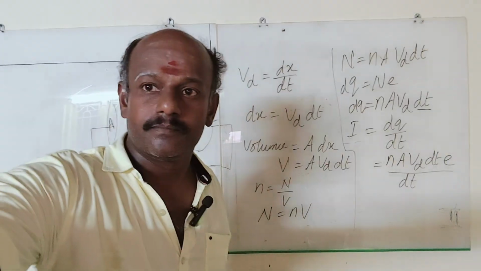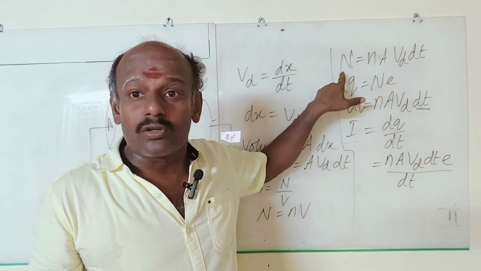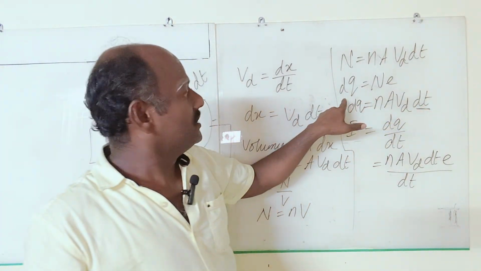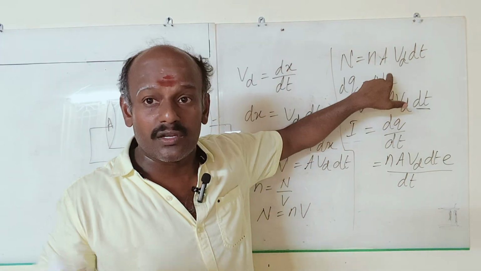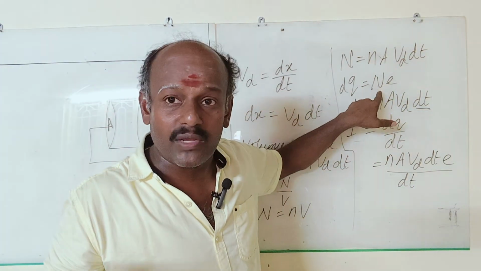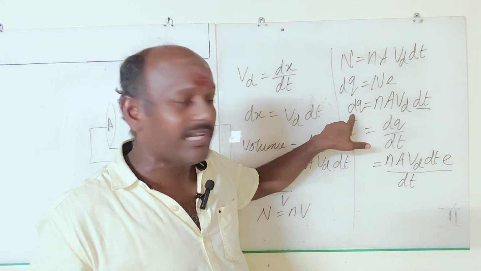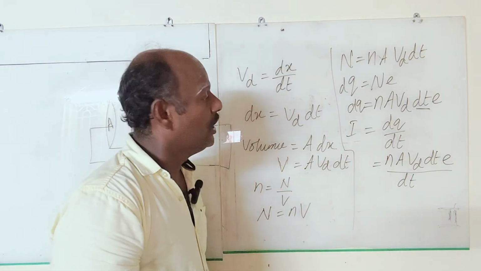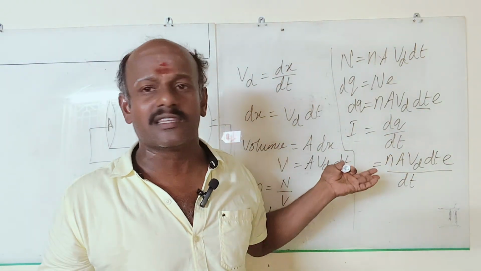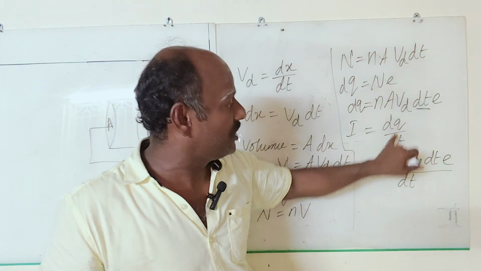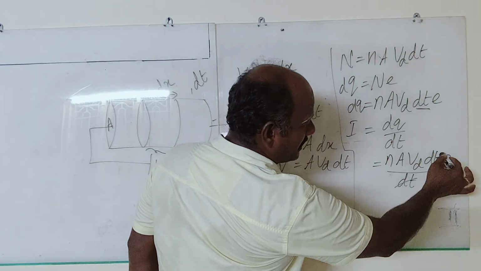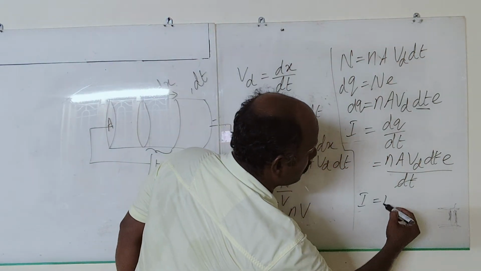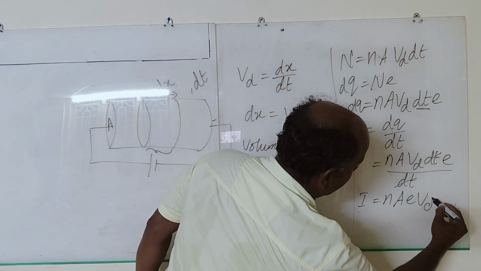Here, N is the total number of electrons, which is equal to number density times volume, and the volume is A into vd into dt. According to the formula, Q is equal to Ne, where N is the number of electrons and e is the charge of an electron. So dq will be equal to n into A into vd into dt times e. I is equal to dq by dt, which is nothing but the current, the rate of flow of charge. Now I can cancel dt in the numerator and denominator. So I will get I is equal to nAevd.